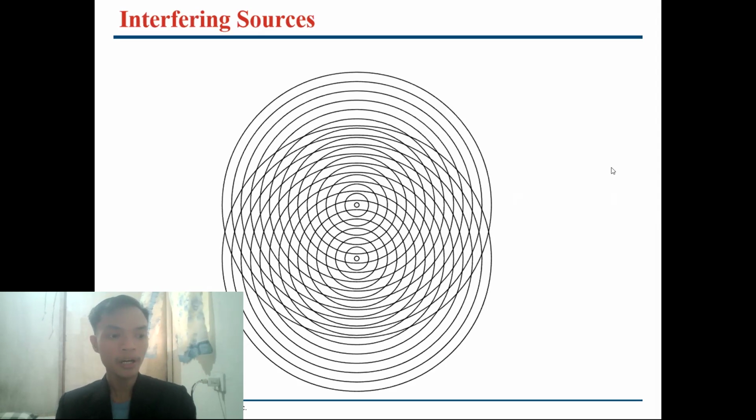We also have here interfering sources, which are two sources. Here we see two sources emitting waves simultaneously. The overlapping circles form a lattice of bright and dark regions. Each intersection represents a point of constructive or destructive interference. This visualization helps us predict where light will be bright or dim on a screen.